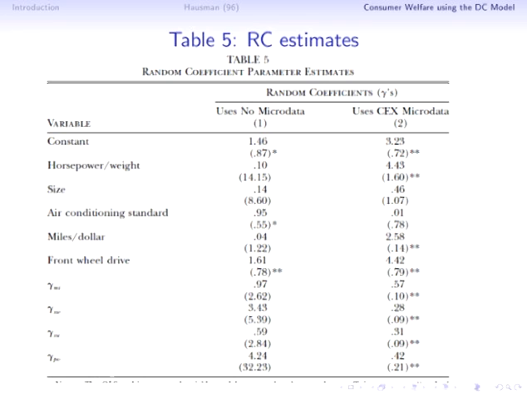Here is his table 5, where he estimates the parameters. There are two columns here. The first column is with no microdata, so think of this as basically the original BLP. The second column is adding microdata, or micro moments, from the consumer expenditure survey.